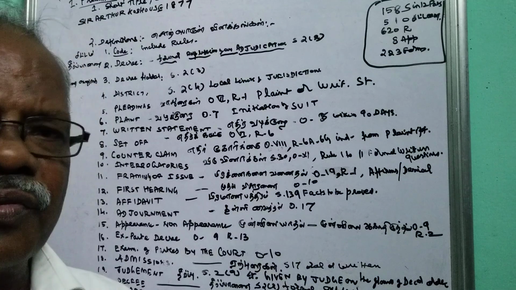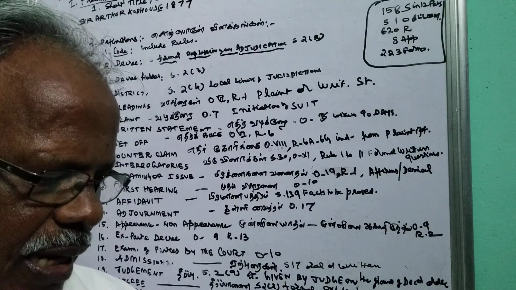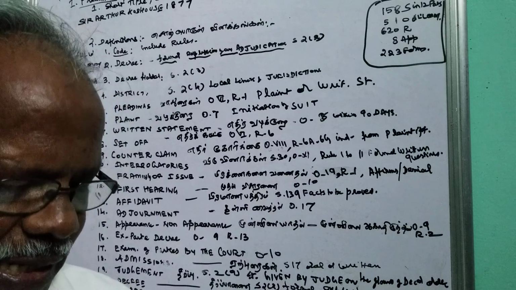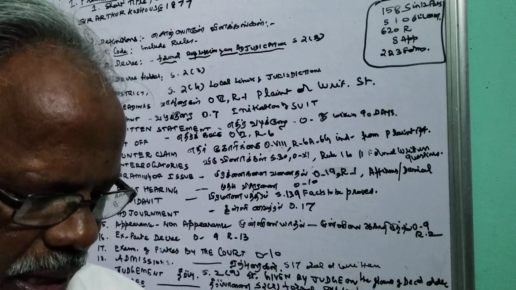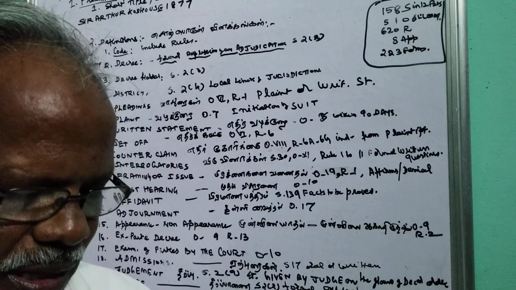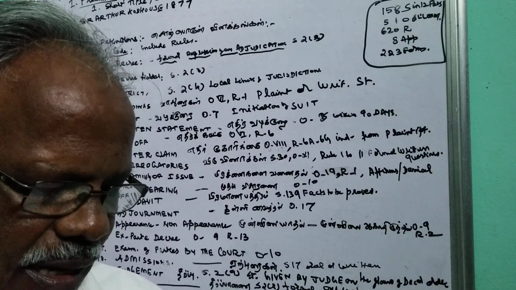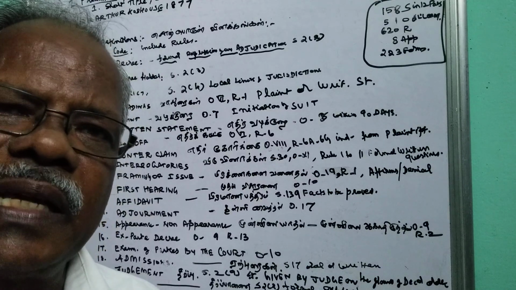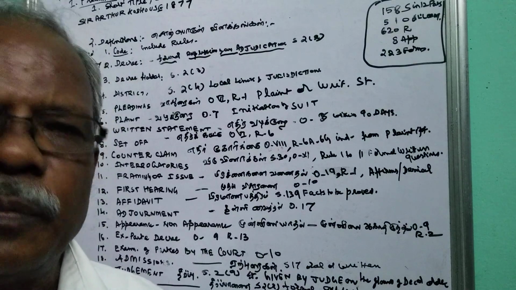Then frame of suit. Order 2 is called frame of suit. Order 3, recognizing agents and pleaders. The 4th one is institution of suit. The 5th one is issue of service and summons. Order 6, pleadings generally. Order 7, plaint. Order 8, written statement by the defendant as a reply to the plaintiff.